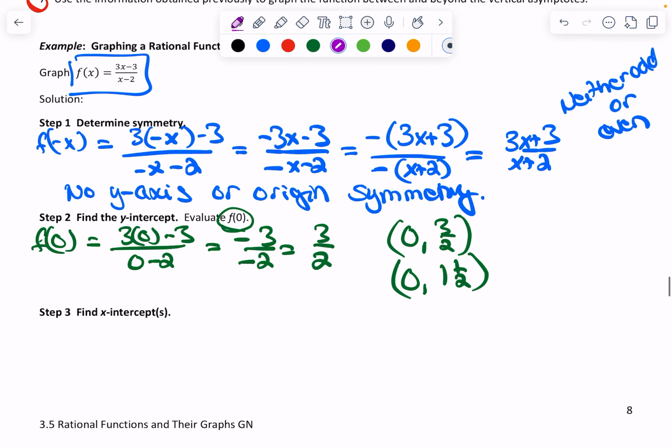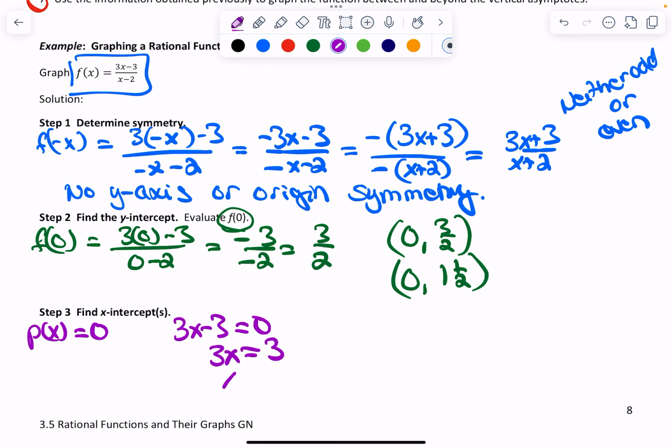Step number 3 is to find the x-intercept. We set p of x equal to 0, so the numerator 3x minus 3 equals 0. We move the 3 to the other side, it becomes a positive, and we divide by 3 and get x equals 1. So our x-intercept is the point (1, 0).